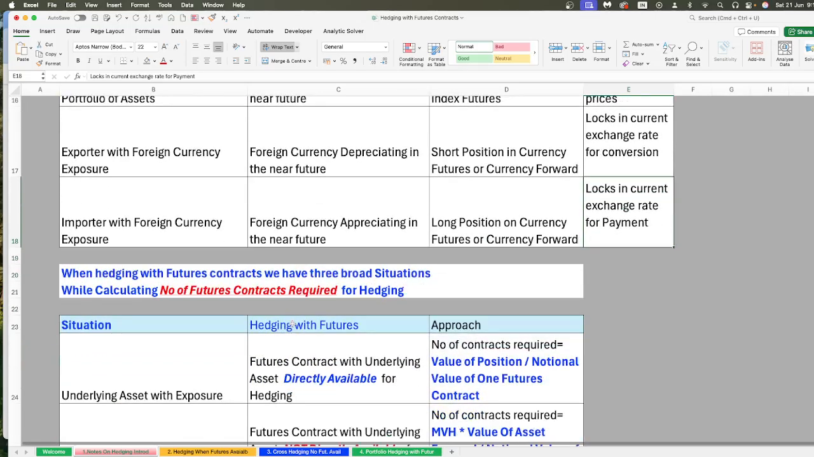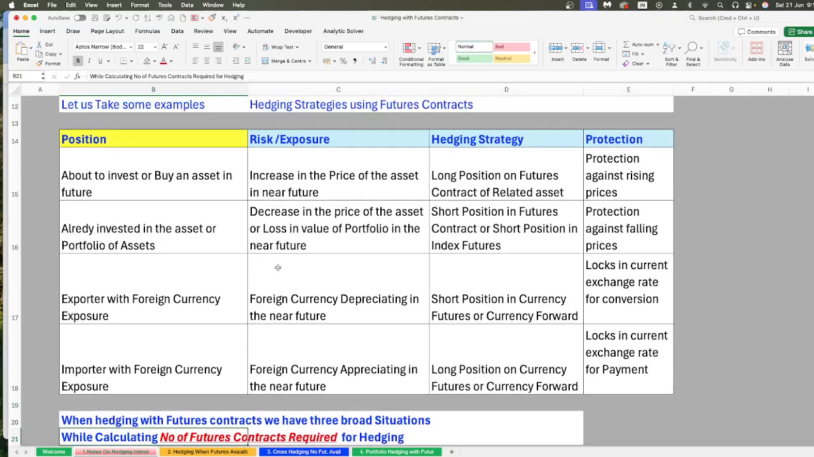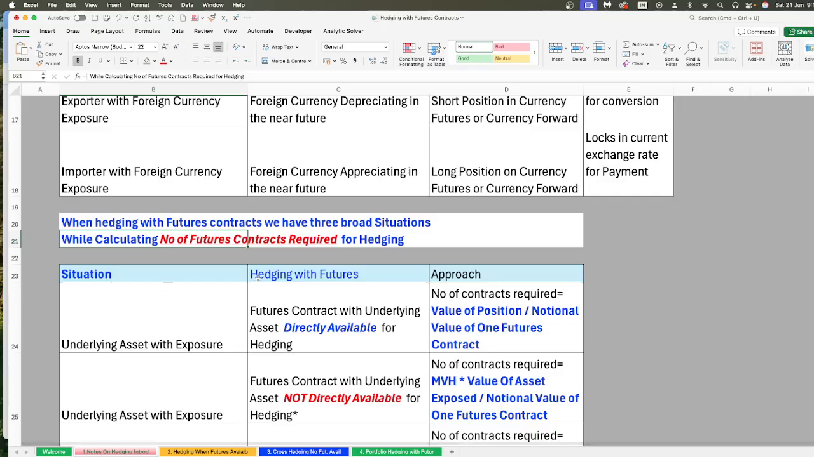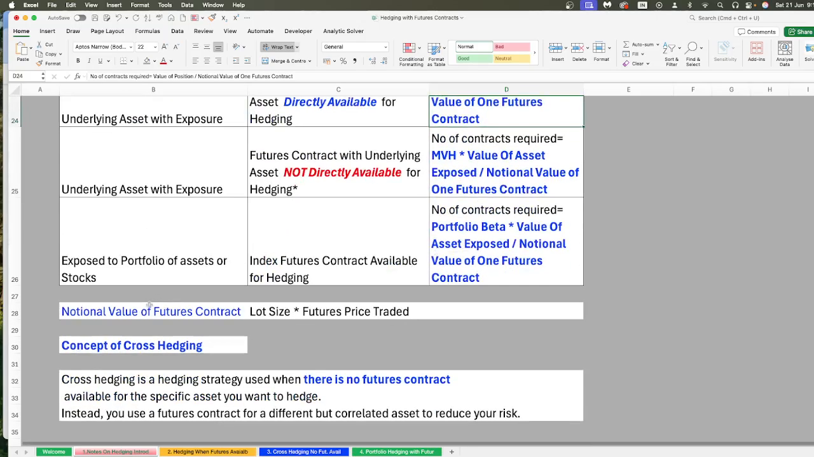So our main discussion is how many contracts are required for hedging. Once you know the positions for how to use the strategy, we should know how many contracts are required. In this we have three situations. Let's say futures contracts are directly available for the asset that you have the exposure to. That means you can directly calculate the number of contracts by taking the value of the position divided by the notional value of one futures contract. The notional value of one futures contract means lot size times the futures price.